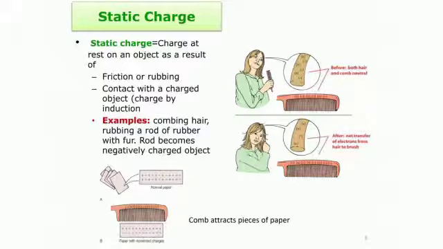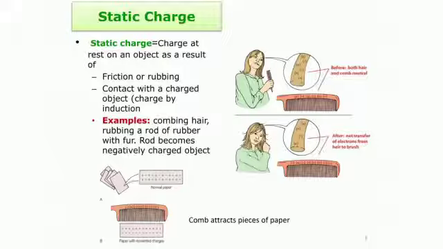Students, now I will give you some examples of static electricity by which you can understand it. And if you are looking for something fun and educational, try these experiments at your home to understand static electricity. So, students, in the first experiment, you will take a plastic comb and comb your hair with the help of this plastic comb. Now, bring it close to the pieces of paper. What will you observe? Students, you will observe that the pieces of paper will stick to the comb.